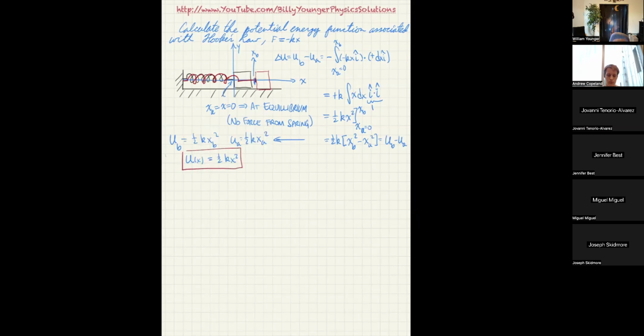So now I have another potential energy, and I'll say where x is the distance from the equilibrium of the spring to the position of the end of the spring.